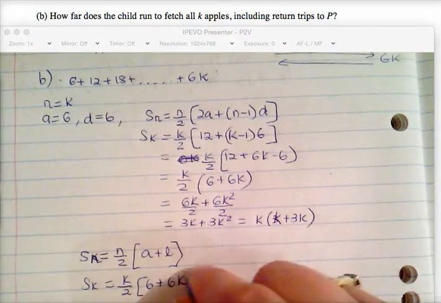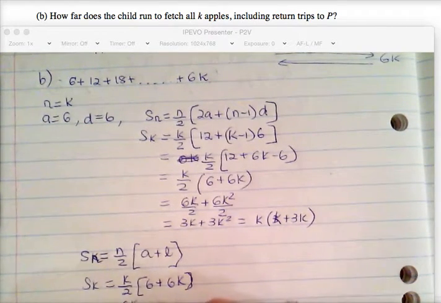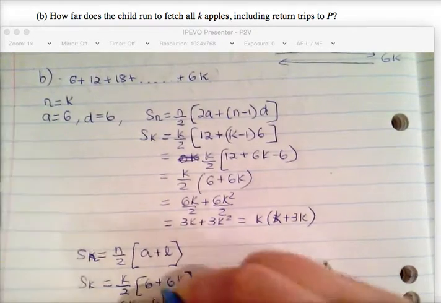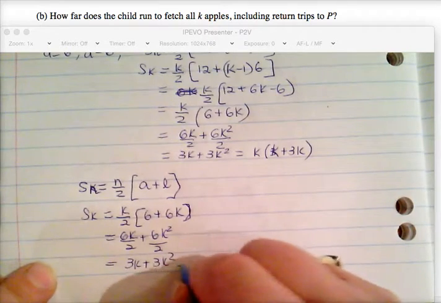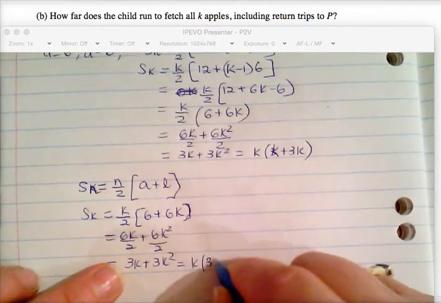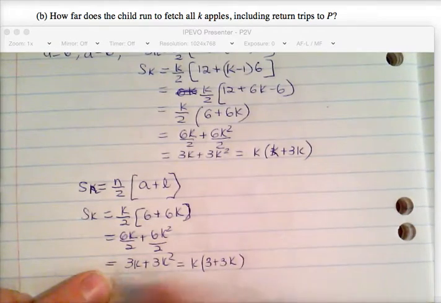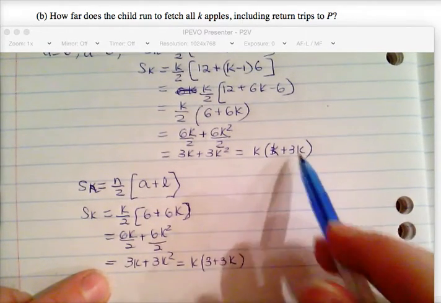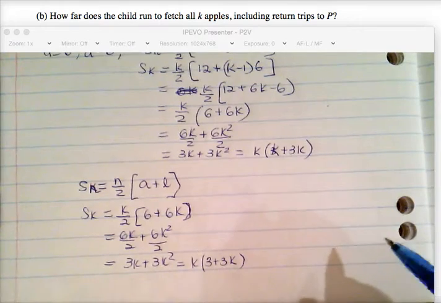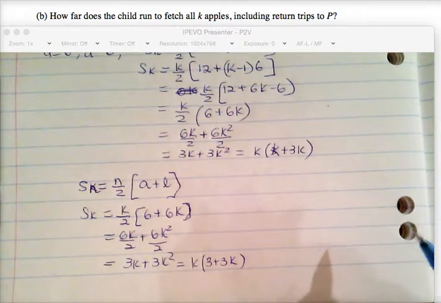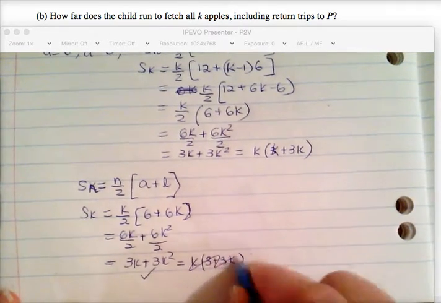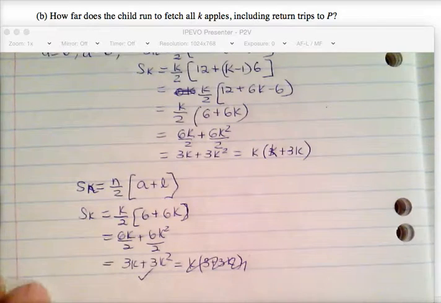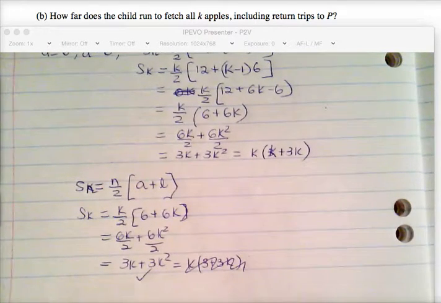And if we expand here, we get 6k on 2 plus 6k squared on 2, which is again the same answer, 3k plus 3k squared, or k bracket 3 plus 3k. Or I could even put the 3 outside, actually. 3k bracket 1 plus k if we wanted, okay? But yeah, or even that's fine. So we don't really need that, okay? So that's how far the child runs to fetch all k apples. So it could have been done 2 different ways.